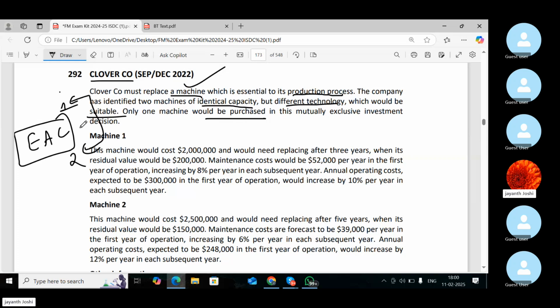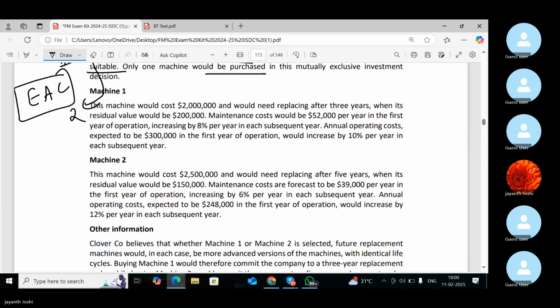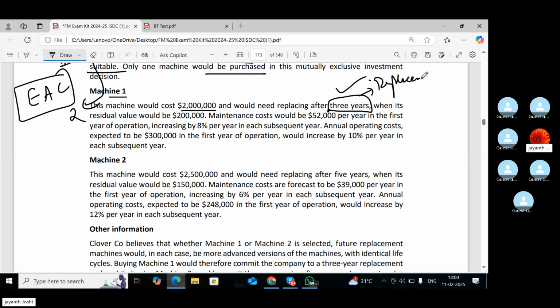Now let's see the detailing. This machine 1 would cost $2 million, and would need replacing after 3 years. So 3 years is the replacement cycle. And it has a scrap value of $200,000 at the end of the project's life.